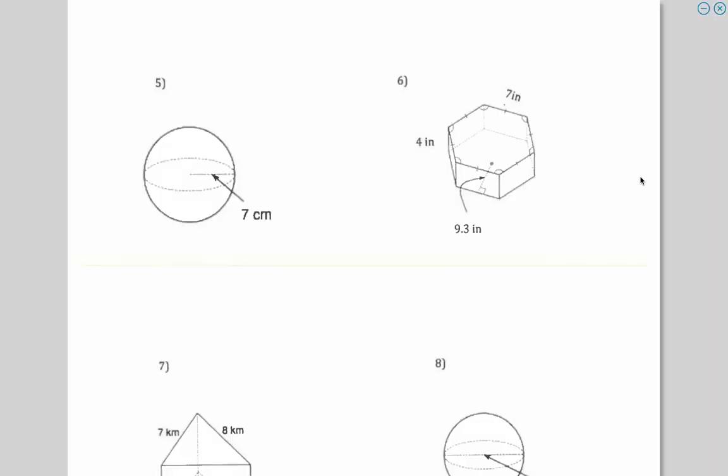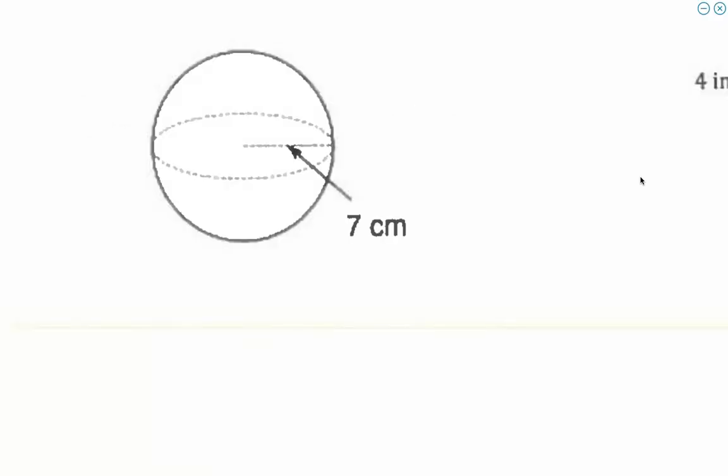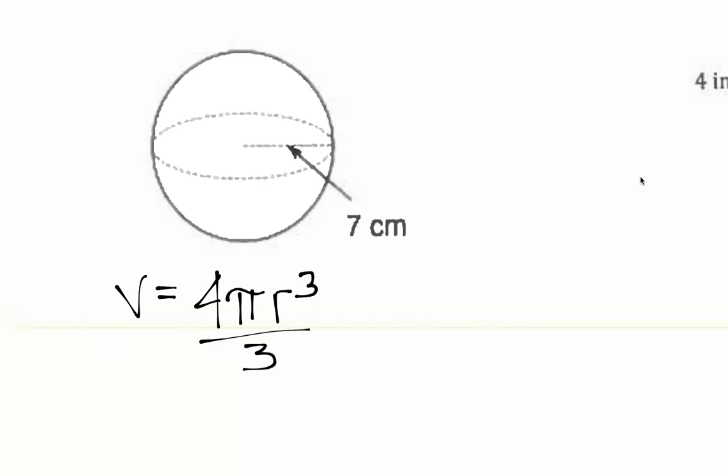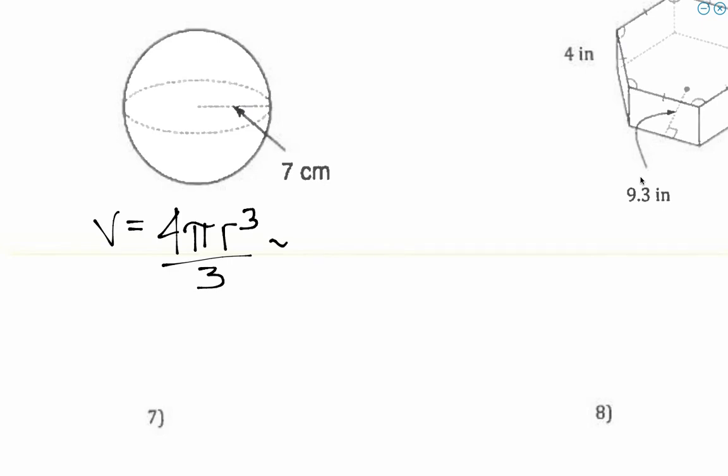So that was 5.2 and 5.3. This sphere that we're about to do is 5.4. And the formula's volume is 4 pi r cubed divided by 3, which is 4 pi r cubed divided by 3.